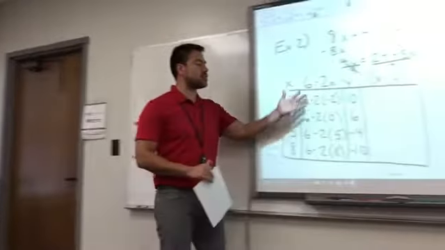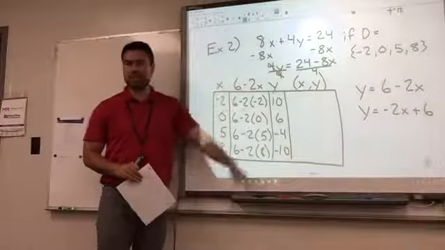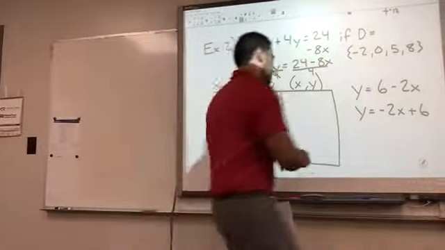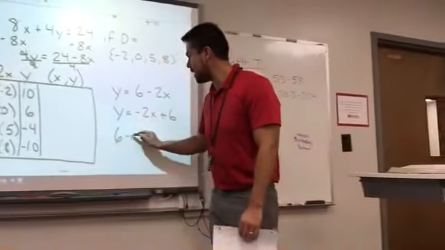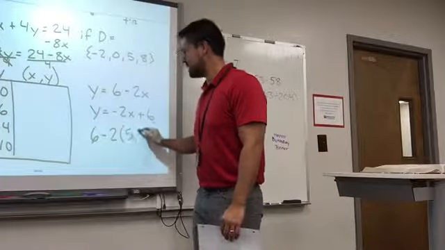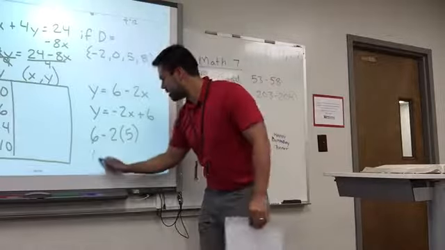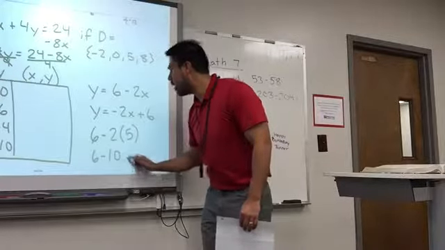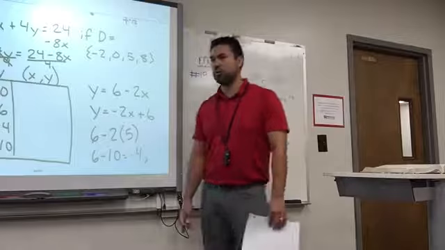And if you can't do this in your head, you know what I do? I write it off to the side. Like, Mr. A, you're saying that 6 minus 2 times 5 is equal to negative 4. Wait. 6 minus 10. Oh, yeah, that is negative 4. Okay, that's totally okay.